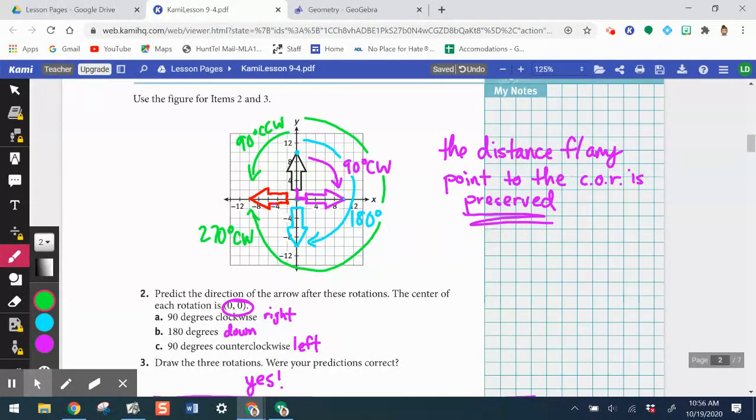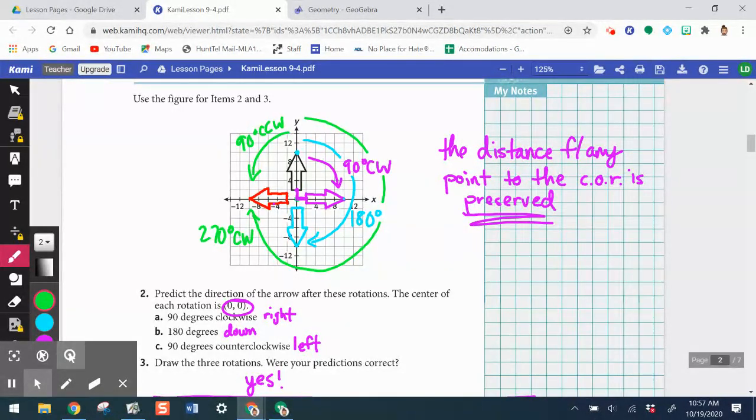But this is a really important point, pun intended, to highlight here that the distance from any point to the center of rotation is preserved. Just like we saw with reflections. Any point, however far it was from the line of reflection, that's how far the image point was after the reflection. We're seeing a lot of similarities there.